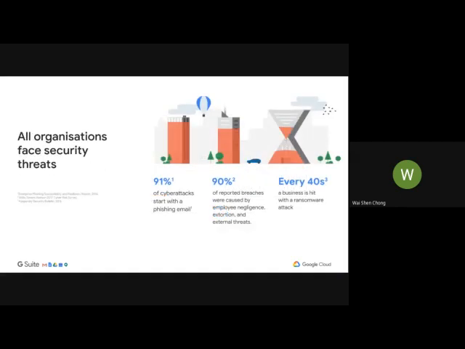Echoing Alex's presentation and sharing, you can see that 91% of cyber attacks start with a phishing email. So your email system is supposed to help you secure as the first gatekeeper, taking out the emails that would reach the mailbox. And 90% of reported breaches were caused by employee negligence, extortion, or external threats. Every 40 seconds a business is hit with a ransomware attack. These are all realistic data, and we should really look into this kind of threat that's coming. This is just going to be more and more, not less and less.